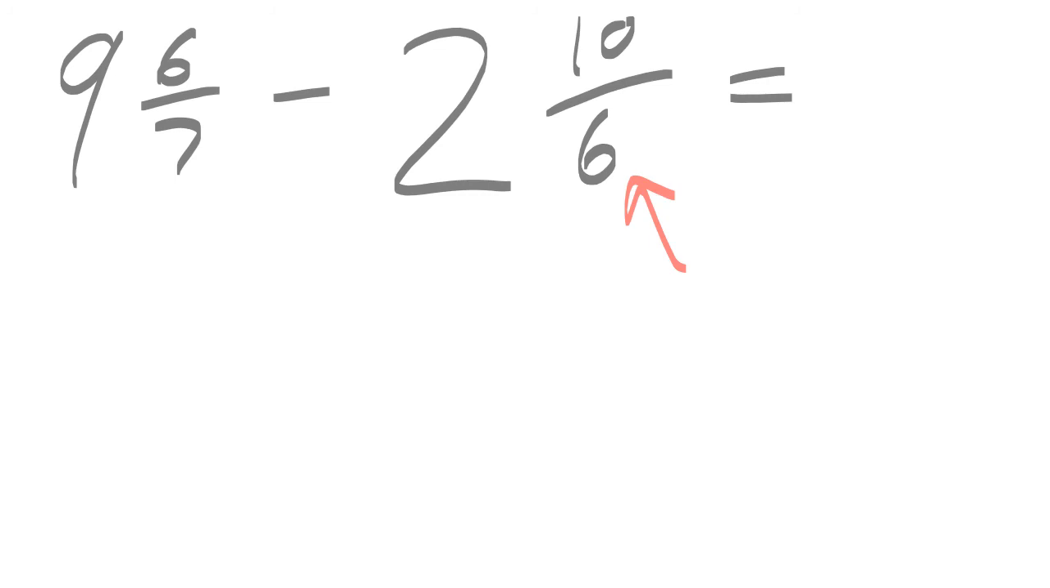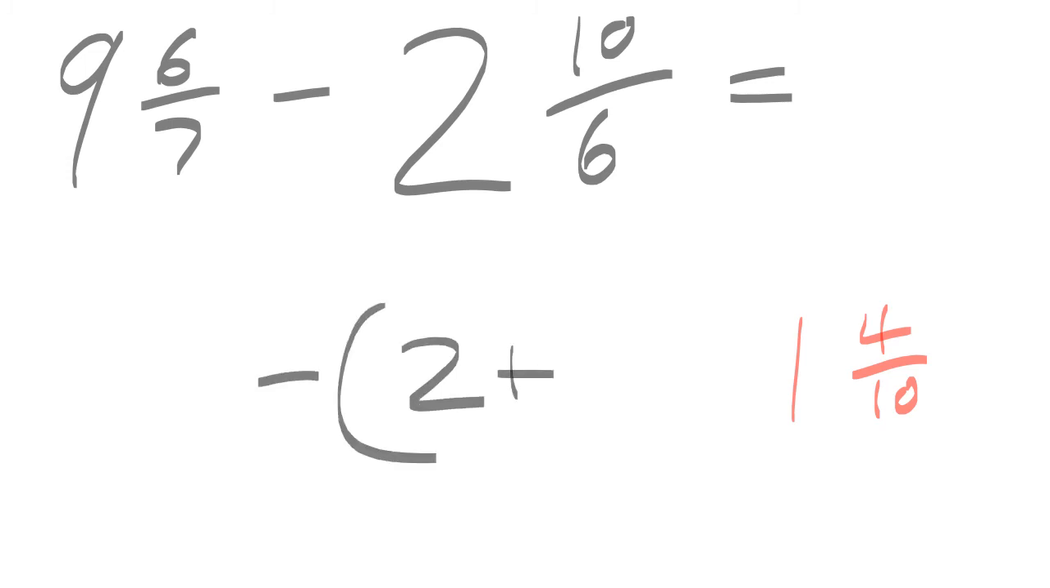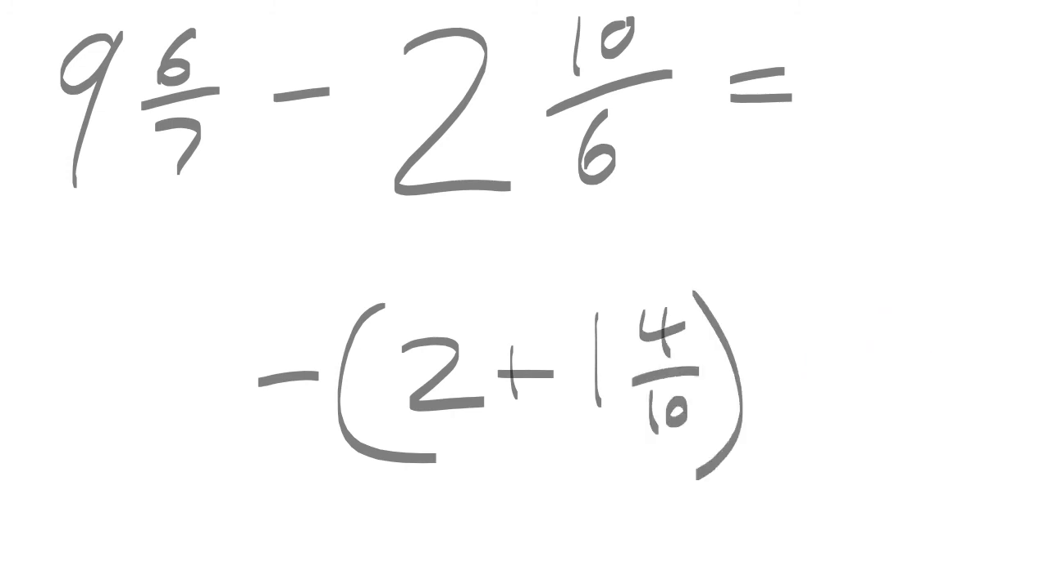10/6, not having that. I hope you converted 10/6 into, well, let me do it. 6 into 10 goes 1 and 4 remainder, so 1 4/10. So really, we're talking about minus 2 plus 1 4/10. Sorry about that. So 2 plus 1 4/10 is 3 4/10, isn't it? So your answer is 3 4/10.